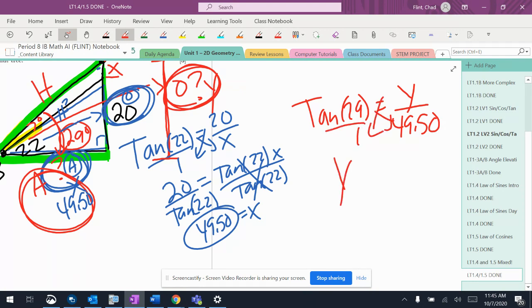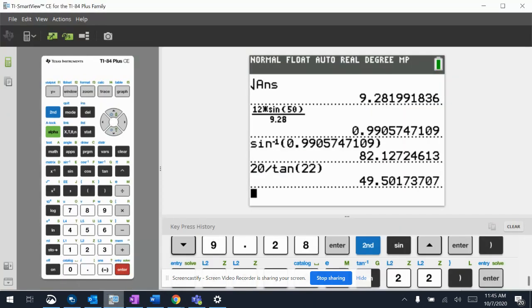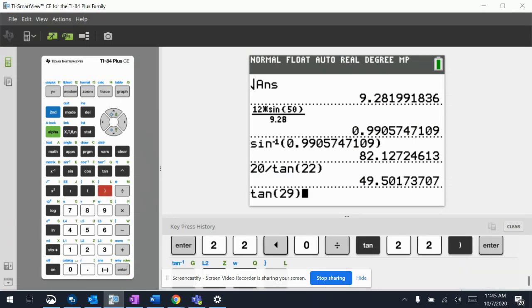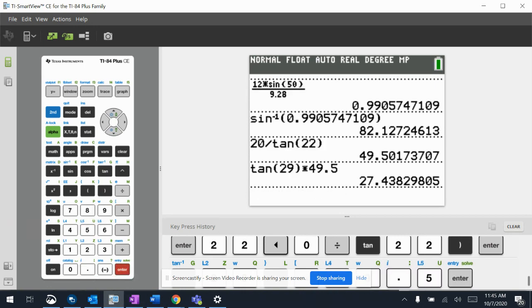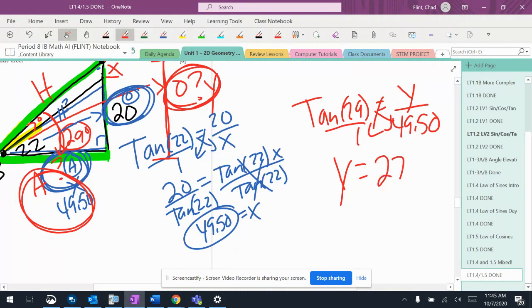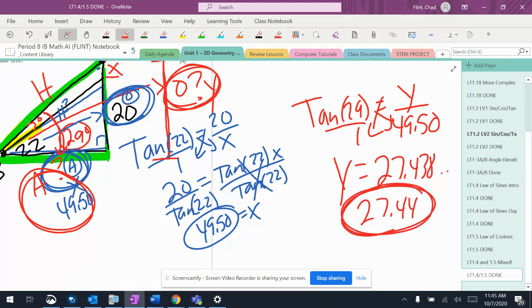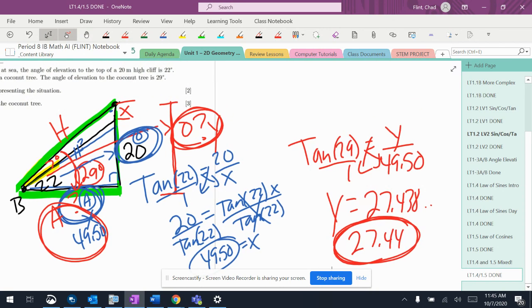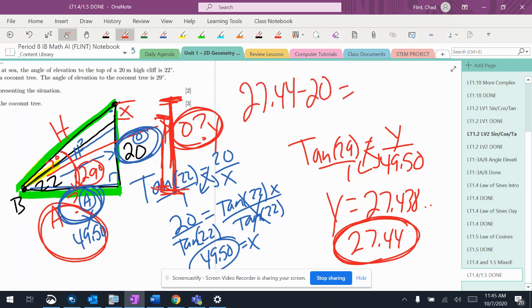And I'll cross multiply this. It's going to spit out y equals tangent 29 times 49.5, which is 27.438, which is 27.44 for right now. So that 27.44 is from the top of the coconut tree up here all the way to the bottom of the cliff. We know that from here to here, which is just the cliff, is 20. So it's going to be 27.44 minus 20, which is 7.44. That's the height of the coconut tree.